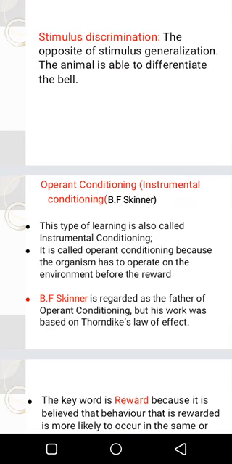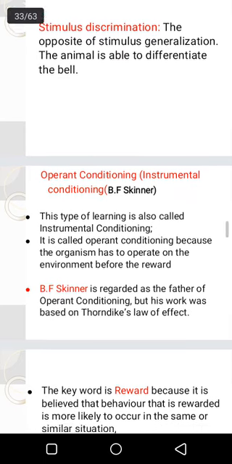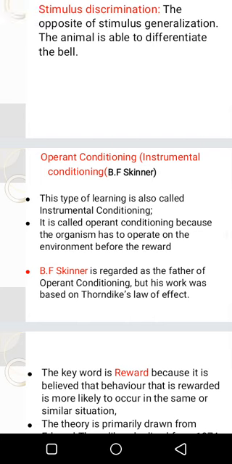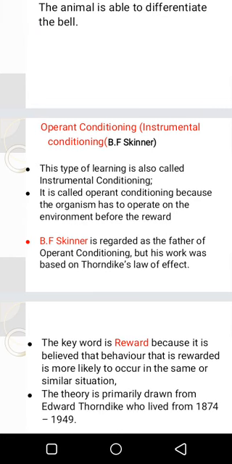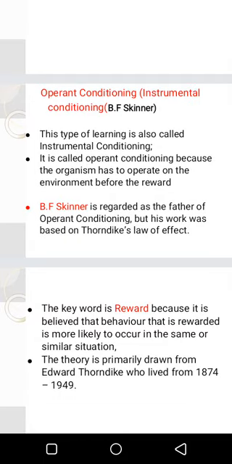It is called operant conditioning because the organism has to operate on the environment before the reward. Are we together? The organism, which is you and the other organisms, has to operate on the environment to acquire a reward. For example, we all operate on environments to acquire a reward, which is maybe harvesting maize. We have to make sure that we till the land, we operate on the land. That's when we are going to acquire the reward.